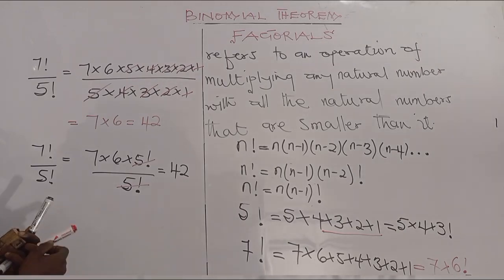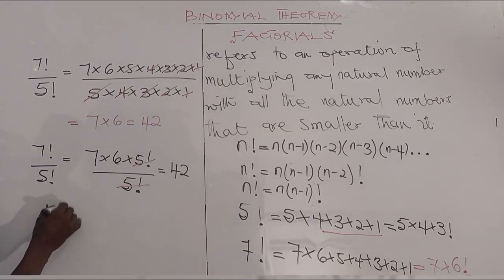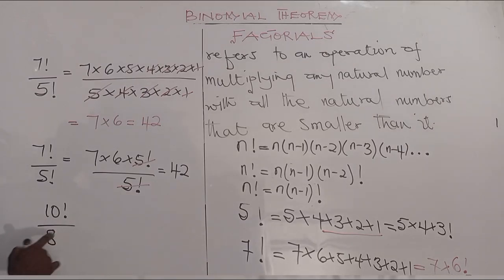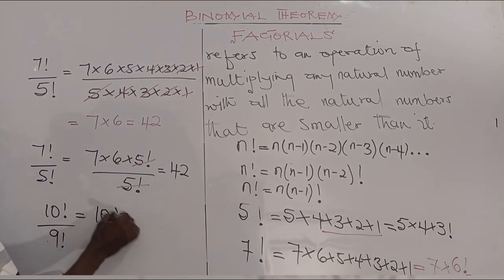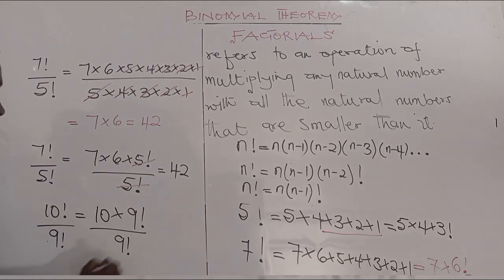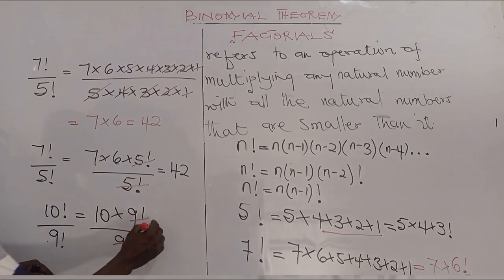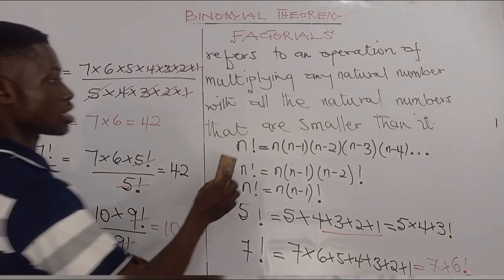Let's take one more example. Let's take it that you are given 10 factorial divided by 9 factorial. We know that 10 factorial can be written as 10 times 9 factorial. Since we have 9 factorial here, we can end here, and then we have our 9 factorial. So at the end, 9 factorial cancels 9 factorial, and we are left with 10. Very, very easy.